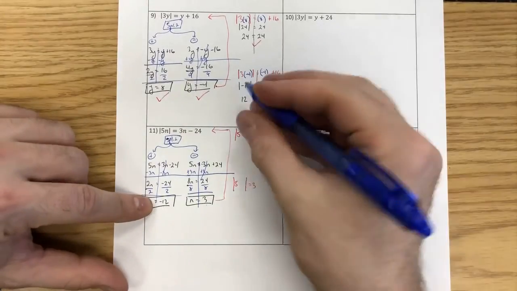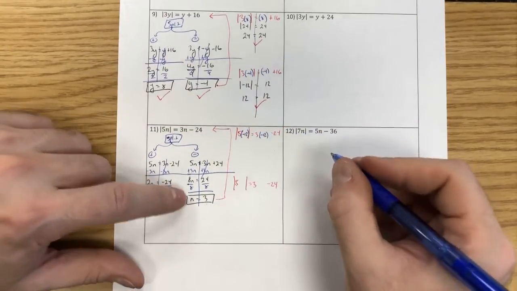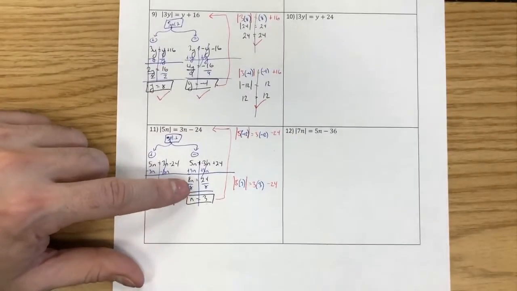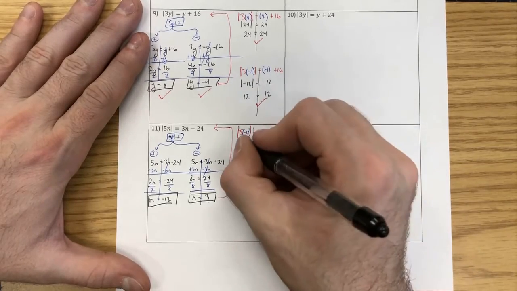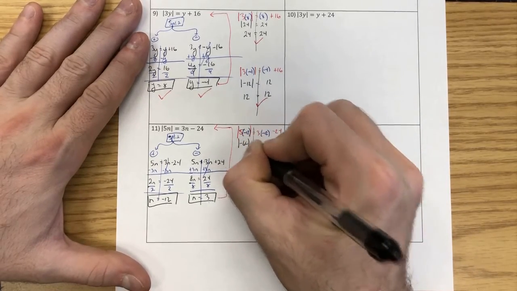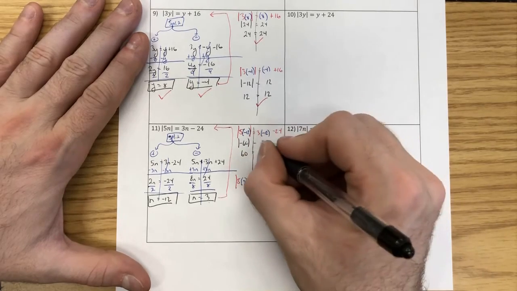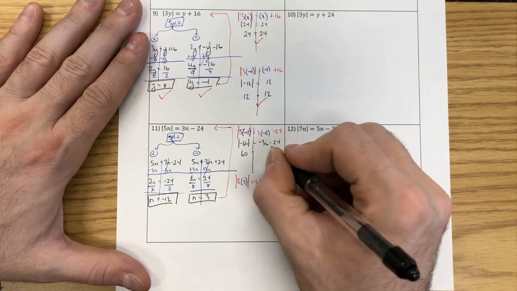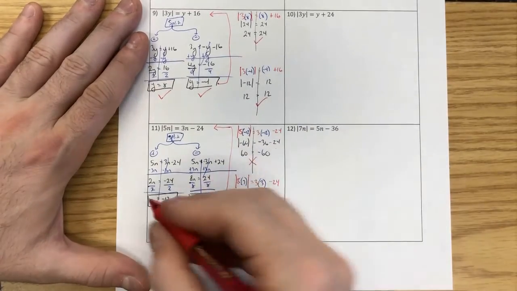I'm going to plug my negative 12 into here. I'm going to plug my 3 into this one. And let's see how we do. 5 times negative 12 is negative 60, which is positive 60. 3 times negative 12 is negative 36, minus 24. That's going to be negative 60. That one does not work.